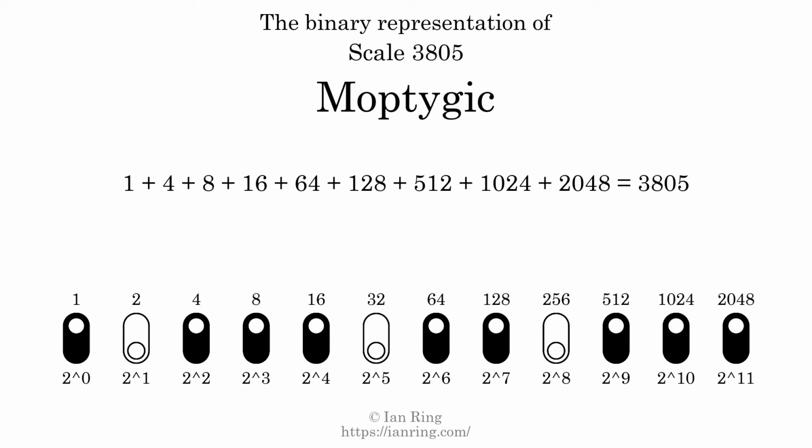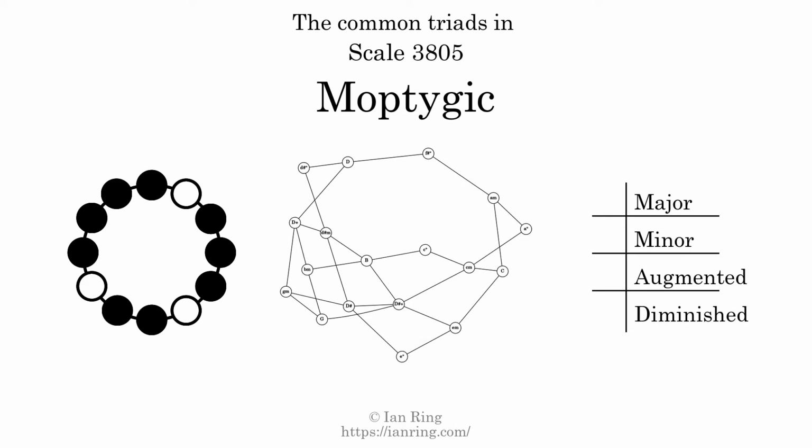The scale number not only enumerates the scale with a unique index, but it also literally describes the tonal content of the scale. Represented as a binary number in base 2, the scale number is 111011011101. Here are the common triads present in this scale.